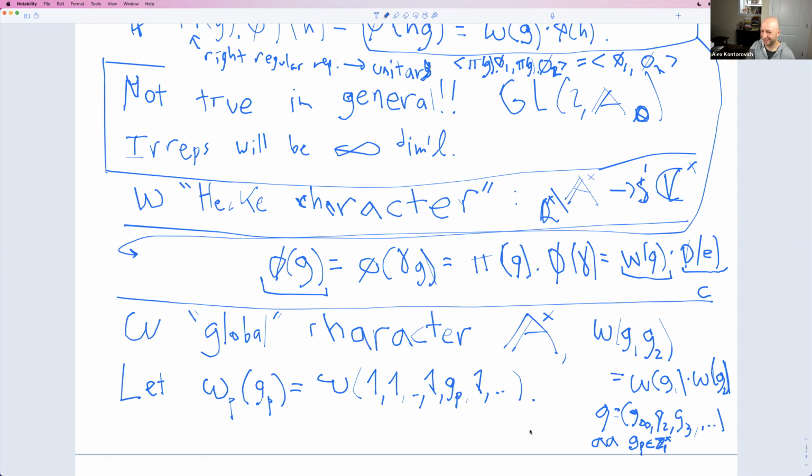Wait, but what are we trying to do here? So this defines, this gives a character. This is a character on Q_p cross. So this omega_p is a map from Q_p cross to, well, the unit circle inside the complex plane.